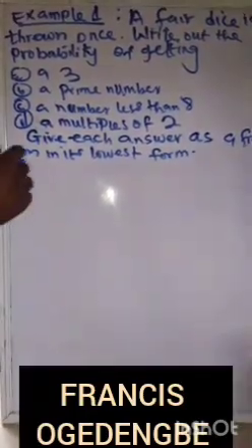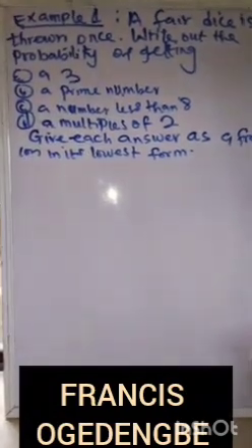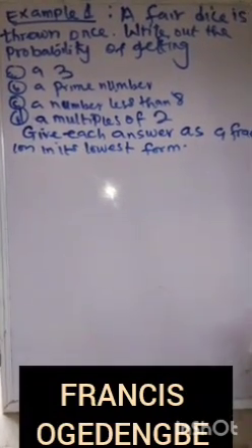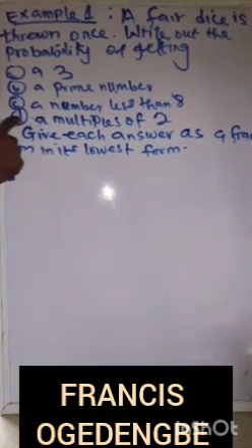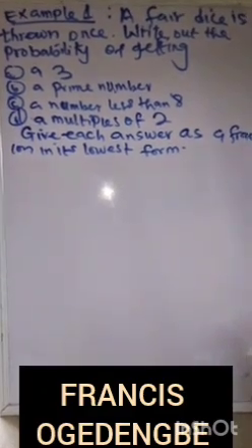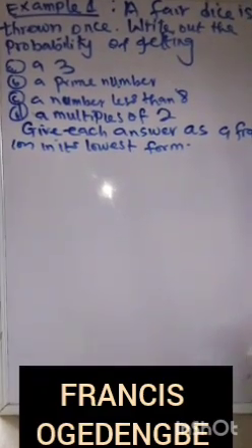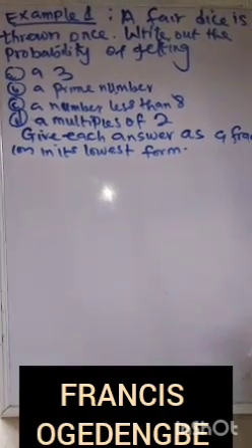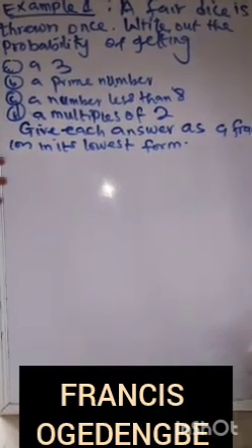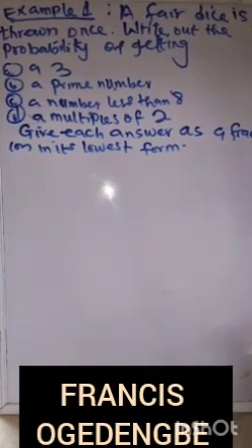A die is thrown once. Write out the probability of getting a 3. Write out the probability of getting a prime number. Write out the probability of getting a number less than 8. Write out the probability of getting a multiple of 2. Give each answer as a fraction in its lowest terms.